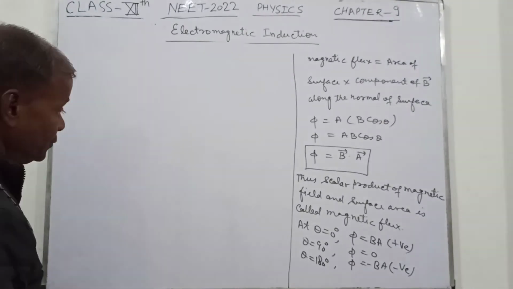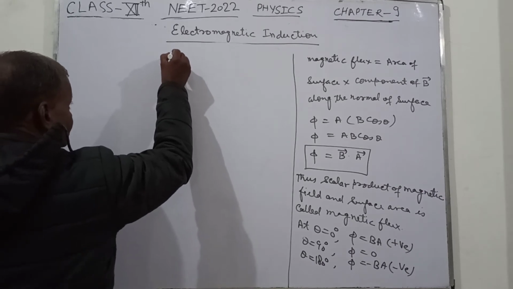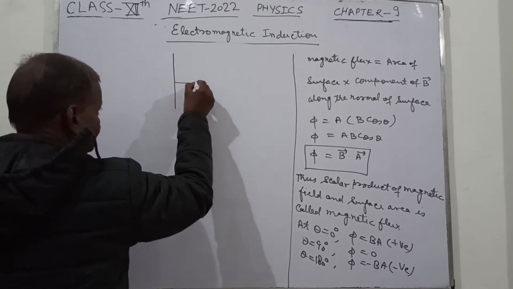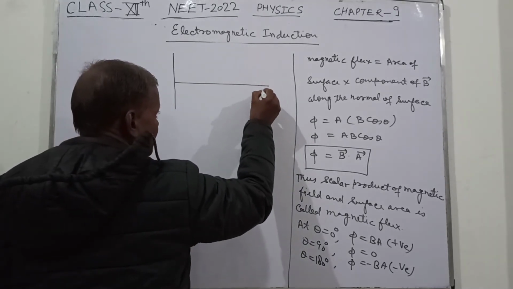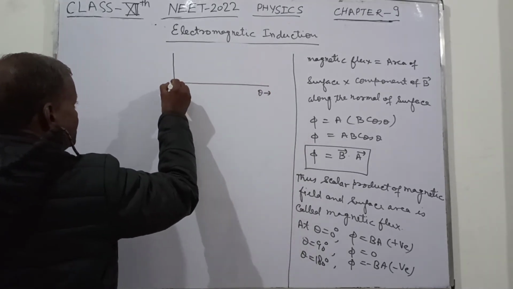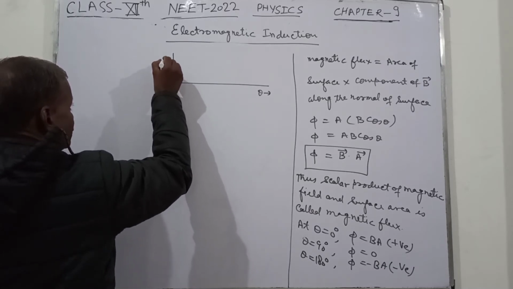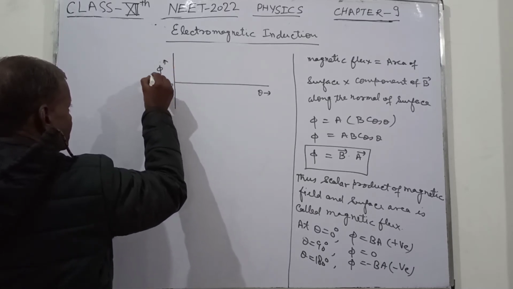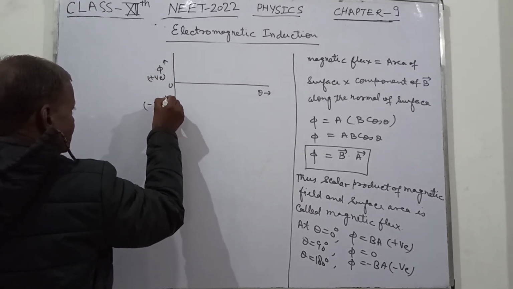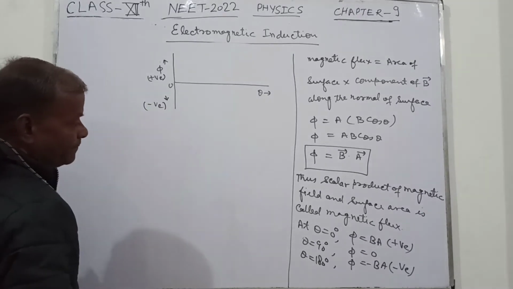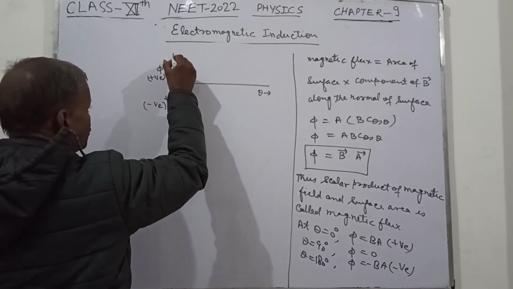So now you see the variation of this one. Here we take theta on this side, 0, and on this axis we take the flux. Flux on this side is positive, and on this side it is negative. At 0 we have BA, which is the maximum.